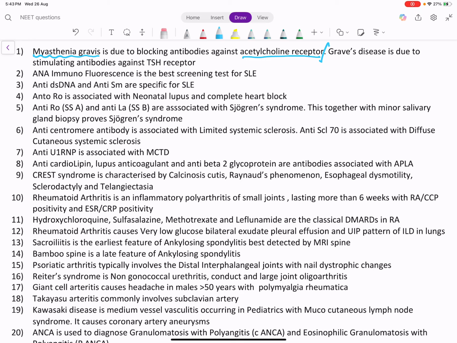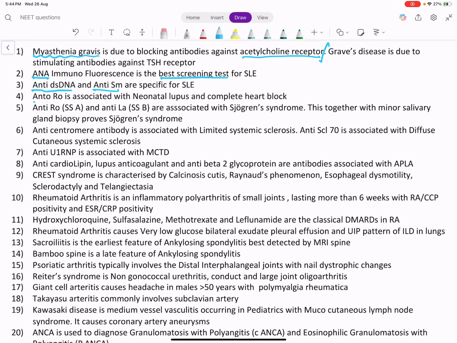The best screening test for SLE. SLE is one of the systemic autoimmune diseases which can affect any organ. ANA is the best screening test, ANA immunofluorescence. But what are specific for SLE are anti-dsDNA and anti-Sm, that is anti-double stranded DNA and anti-Smith antibody. We can have many other antibodies also in SLE.